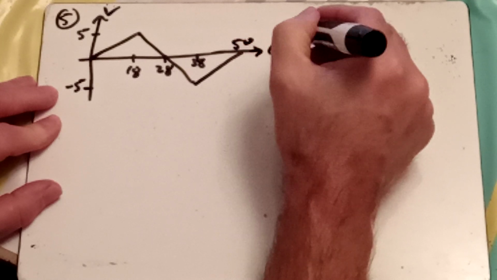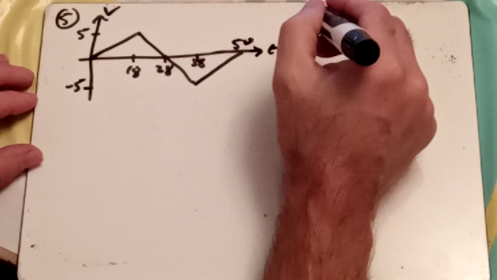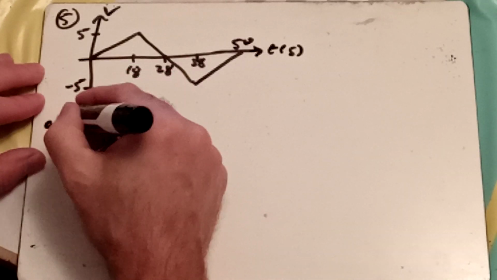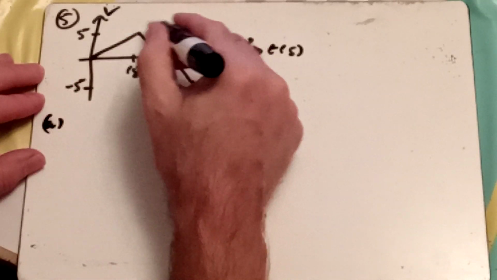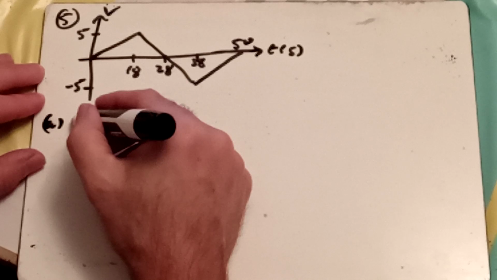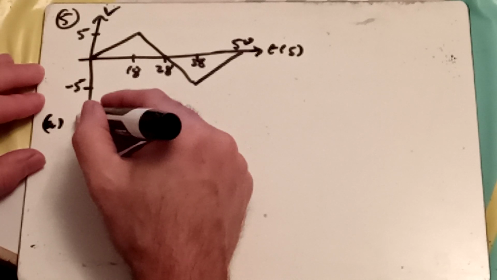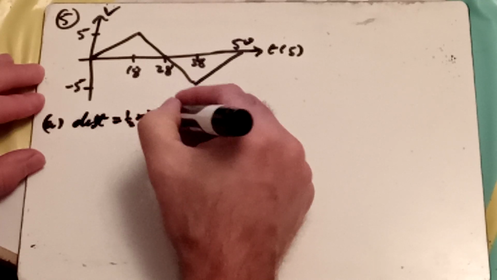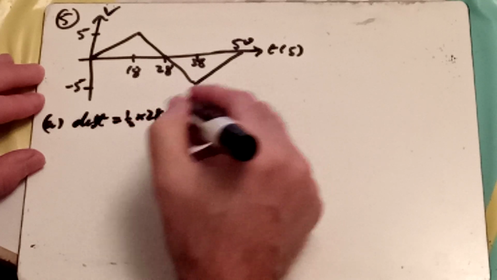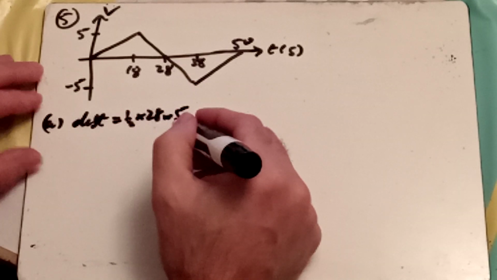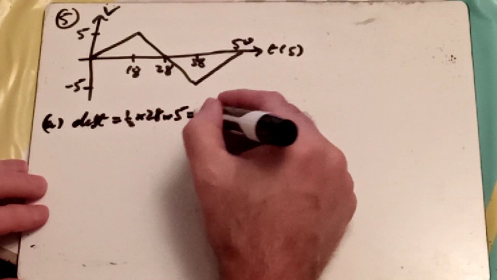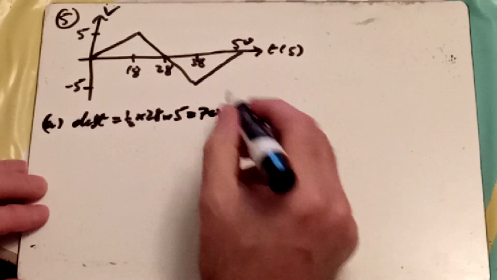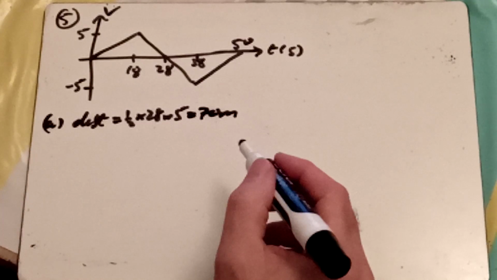We've got various questions here. It wants the distance moved in the first 28 seconds. So it wants the total area under that thing there. So the distance moved will equal half times 28 times 5, 14 times 5, 70 metres. From that point to that point.